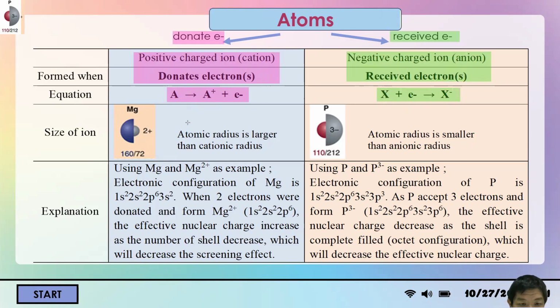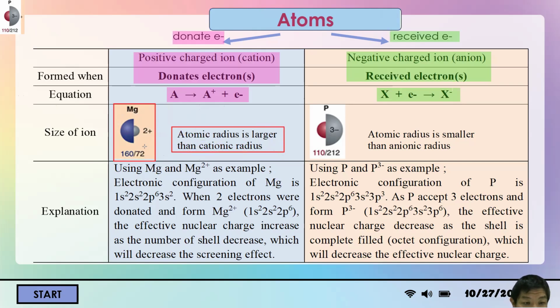In terms of the size of the ions, for the cation, you can see that the atomic radius is larger than the cationic radius. I repeat, the atomic radius is larger than the cationic radius.